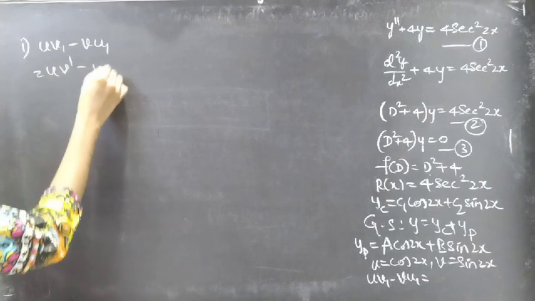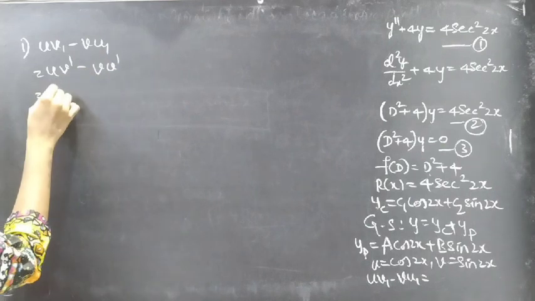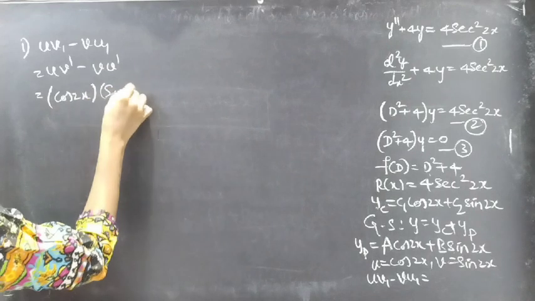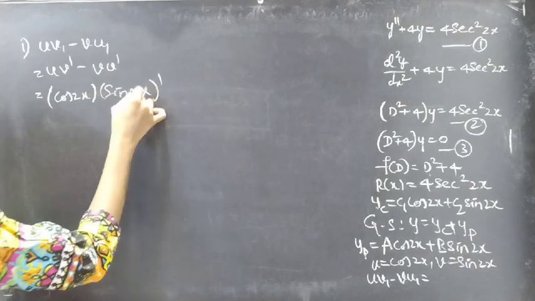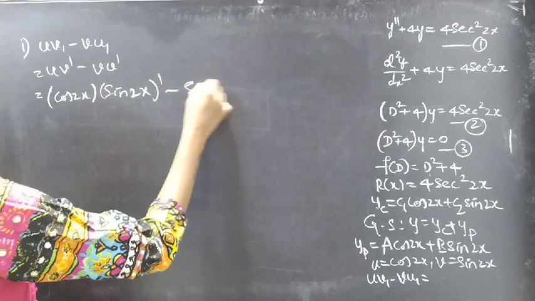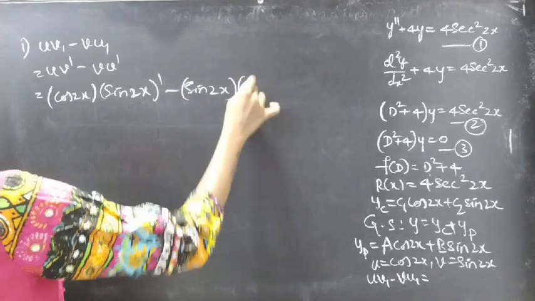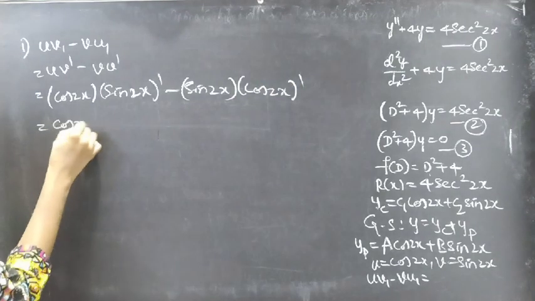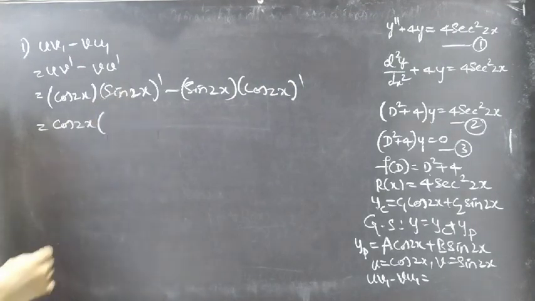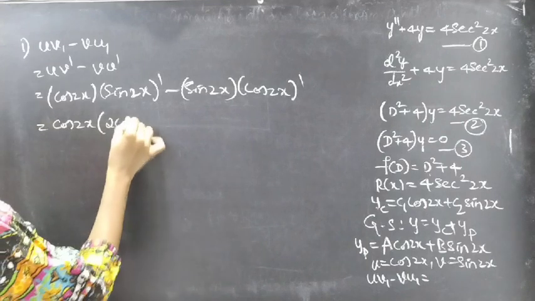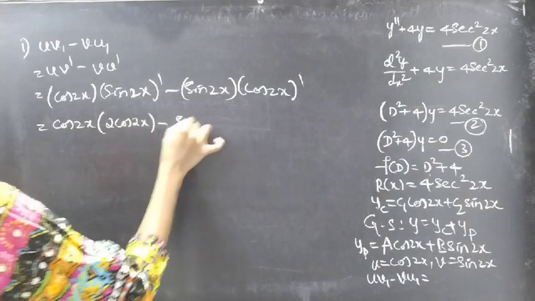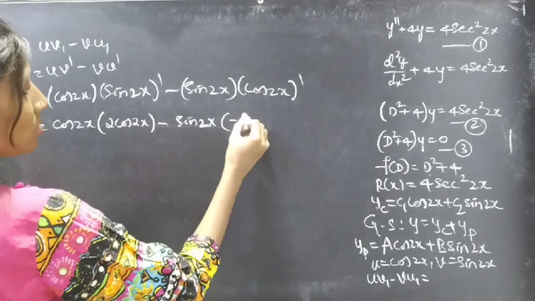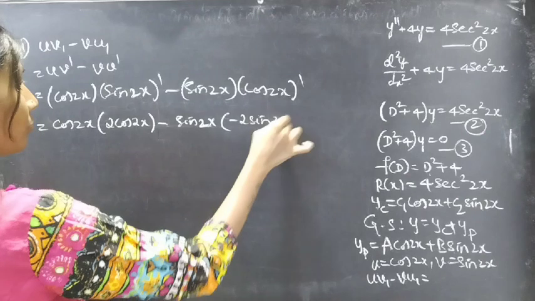v1 is nothing but v dash and u1 is nothing but u dash. So uv1 minus v1 is cos 2x into v sin 2x dash minus v into u dash. This gives us cos 2x into derivative of sin 2x with respect to x is 2 cos 2x, minus sin 2x into derivative of cos 2x with respect to x is minus 2 sin 2x.